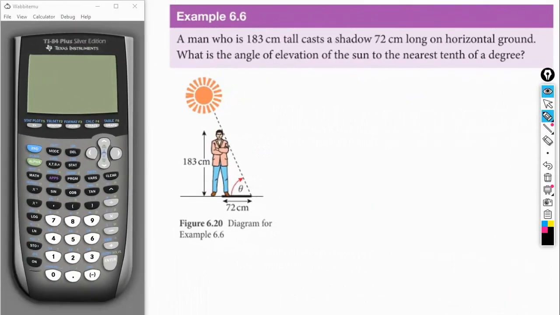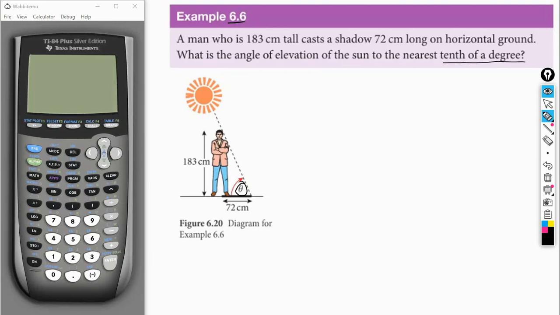Okay, so now let's take a look at example 6.6, and it says, a man who is 183 centimeters tall casts a shadow 72 centimeters long on horizontal ground. What is the angle of elevation of the sun to the nearest tenth of a degree? So we need to find the value for this angle theta.